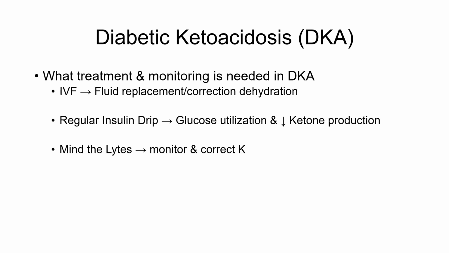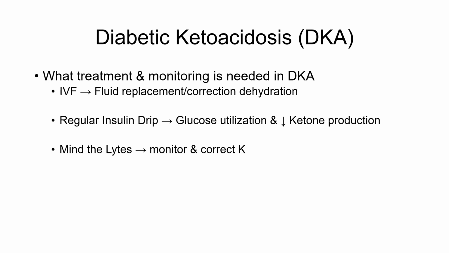Next, we're going to monitor the electrolytes. This involves Q4-hour electrolyte levels. One point of this is looking at the patient's anion gap. The other point is to monitor the patient's potassium as it drops. When the anion gap is gone completely and the bicarb level is greater than 15, that is generally when we stop an insulin drip.